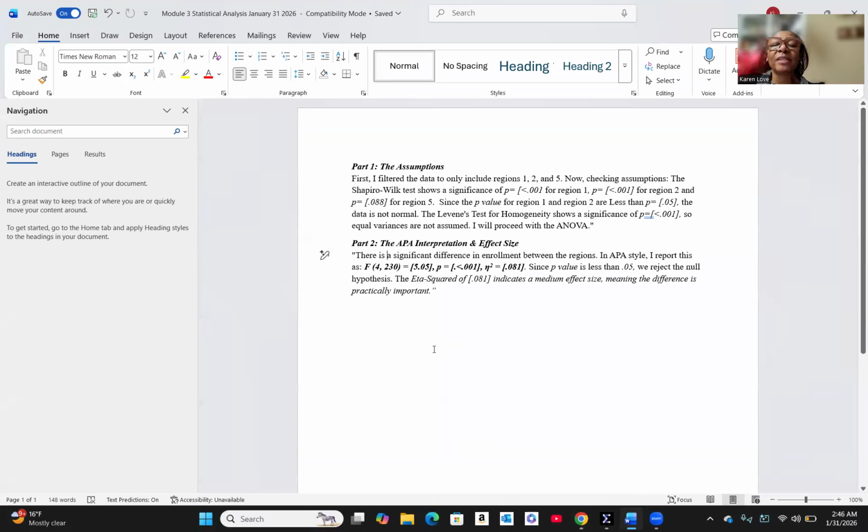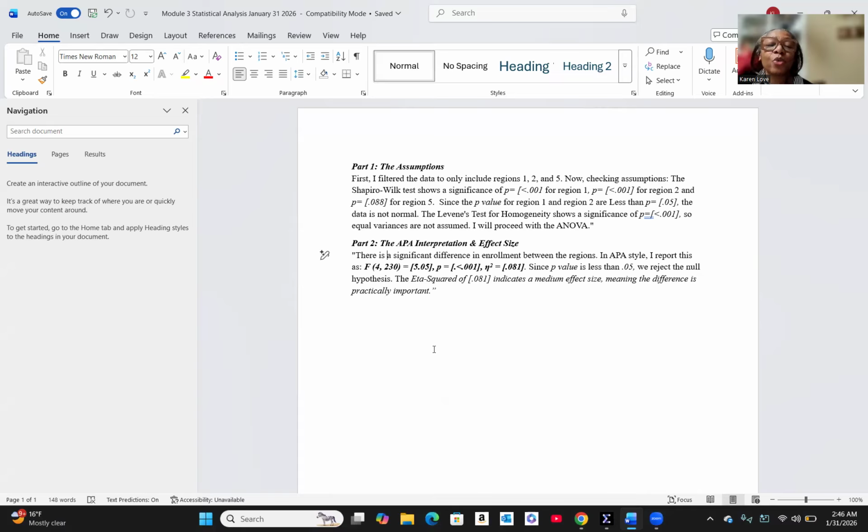So first, I filtered the data to only include regions 1, 2, and 5. Checking the assumptions, the Shapiro-Wilk test showed a significance p-value of less than 0.001 for region 1, a p-value of less than 0.001 for region 2, and a p-value of 0.088 for region 5. Since the p-values for region 1 and region 2 are less than 0.05, the data is not normal. The Levene's test of homogeneity shows a significance p-value of less than 0.001, so equal variances are not assumed. And then I proceeded with the ANOVA.